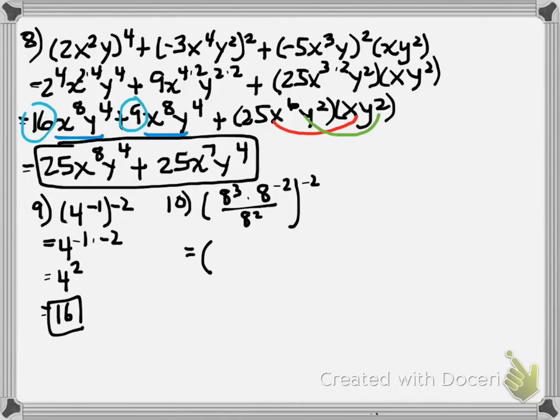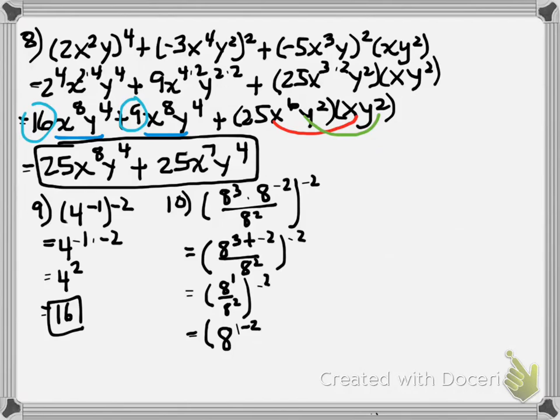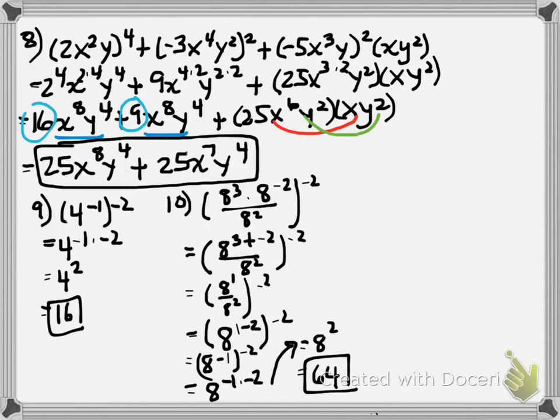So in the numerator, we're going to add the exponents, which gives me 8 to the first power over 8 squared, raised to the negative second power. Now in the division problem, we're going to subtract the exponents. So we get 8 to the negative first power, to the negative second power, and then we're going to multiply. And we get 8 to the negative first times negative second, which gives us 8 to the second power, which will give us a final answer of 64.